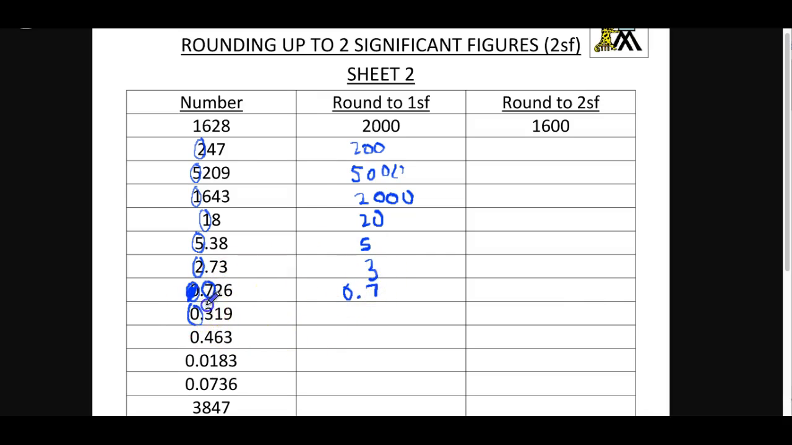This one here is the same. We're looking at the 3, not the 0, because the zeros are not significant. So we've still got to put them in, but they don't affect the number. So it's just 3. All right, the next one. So we're looking at the 4, so 0. And that gets rounded to 0.5.